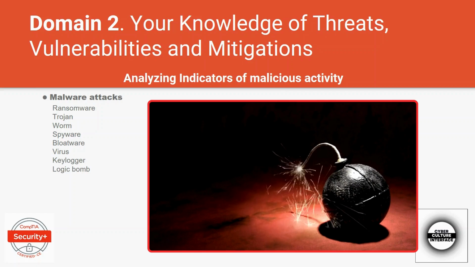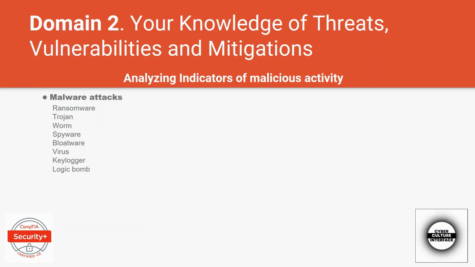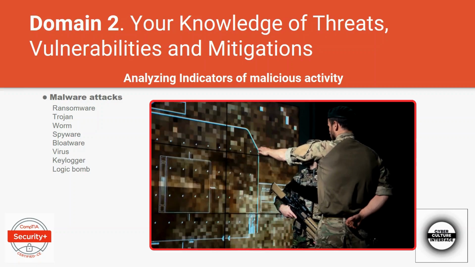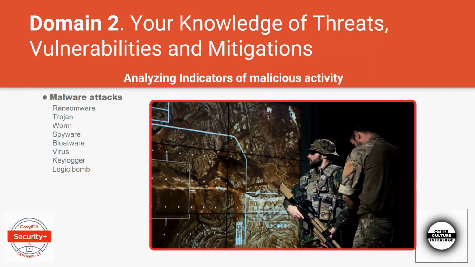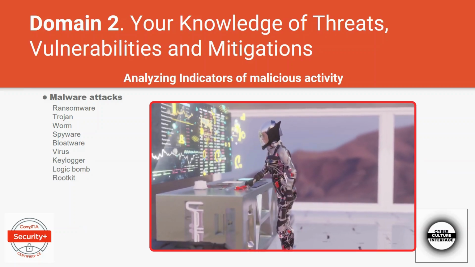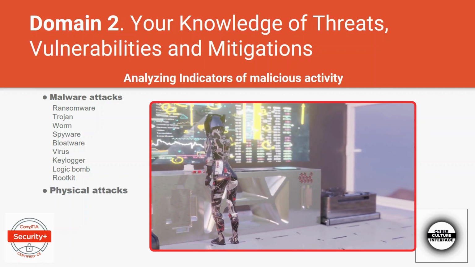Then we have the logic bomb. A logic bomb is basically an application or code that is going to take action when certain conditions are fulfilled. So a logic bomb can lie in your system for a long time until the condition set in the logic is fulfilled, and then the attack happens. This is also an indicator of malicious activities. Then we have the rootkit. Rootkits are programs or code running with root permissions. So these are indicators of malware.